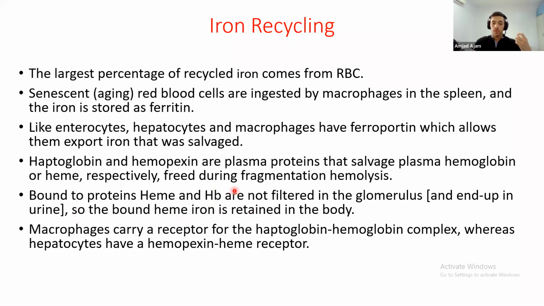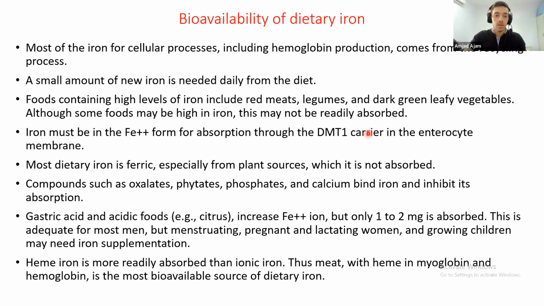Basically, the haptoglobin and the hemopexin are plasma proteins that bind to heme and hemoglobin, so they are not excreted in the urine because we need them for iron recycling. Everything here is, as I said at the beginning of the lecture, easy, understandable and self-explanatory, so just give it a read.